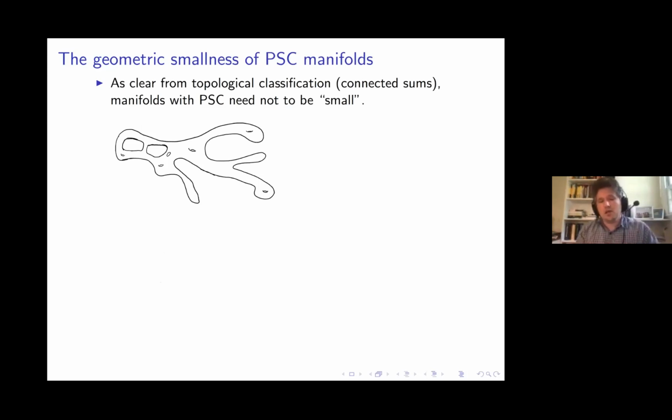One has to be careful there, because topologically positive scalar curvature is so soft, and you can do connected sums, for example. So then there is no hole to make the manifold small, right? You can start taking connected sums, and at least the diameter will be as large as you want, okay? And also the volume of the manifold will be as large as you want.